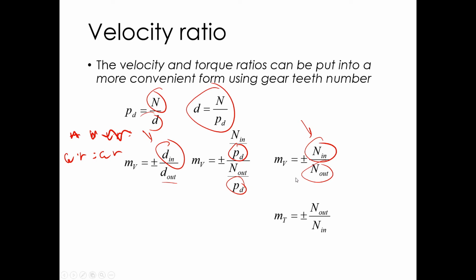Torque ratio is going to be the inverse of that. Remember the same caveats on torque ratio. This is perfect efficiency, no energy storage. This is geometric. This is true. This is assuming there's no mass, assuming there's no efficiency.